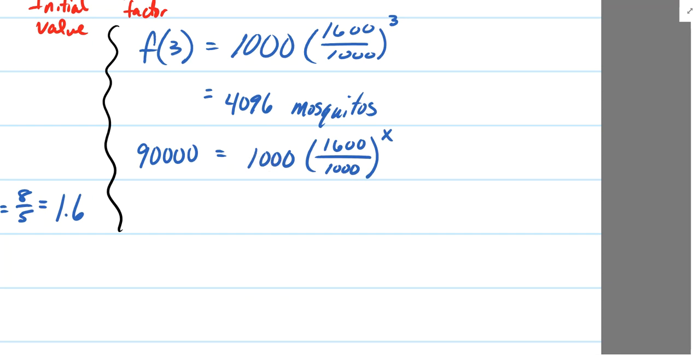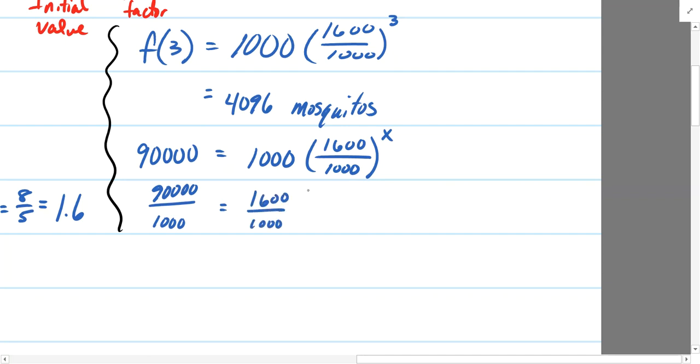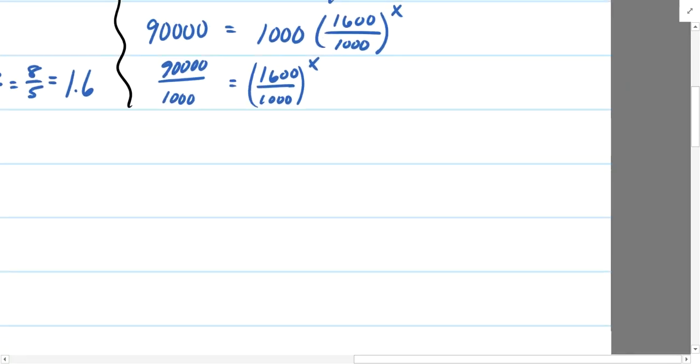So what I would do first is divide both sides by 1,000, and we're left with 90,000 divided by 1,000 equals 1,600 over 1,000 raised to the power of x. Now, since x, the unknown value, is sitting here in an exponent, in order to undo that exponent, we must rely on our logarithms, and we're going to use the definition of a logarithm to rewrite this exponential. The logarithm has the same base as the exponential, so I'll use 1600 over 1000. And instead of raising this base to the power of x, we're going to evaluate this logarithm with this base at the number that's on the opposite side of the equation, 90,000 over 1,000.